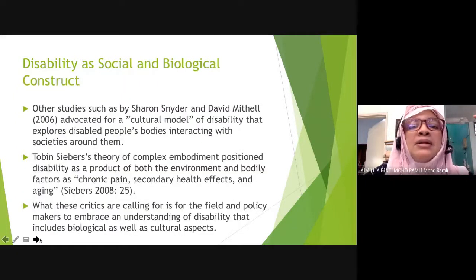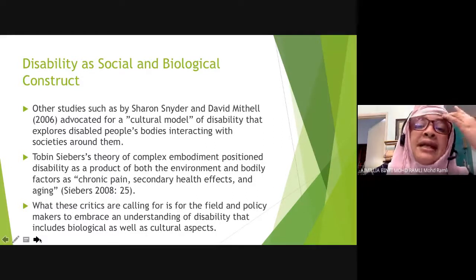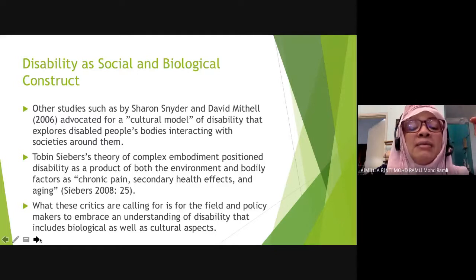So disability as a social and biological construct. Other studies, such as by Sharon Snyder and David Mitchell, advocated for a culture model of disability that explores disabled people's bodies interacting with societies around them. Tobin Siebers' theory of complex embodiment positions disability as the product of both the environment and bodily factors such as chronic pain, secondary health effects, and aging.